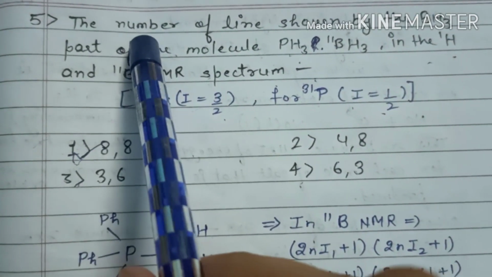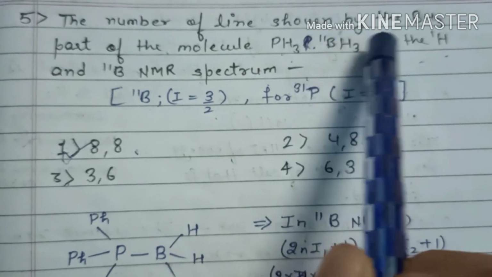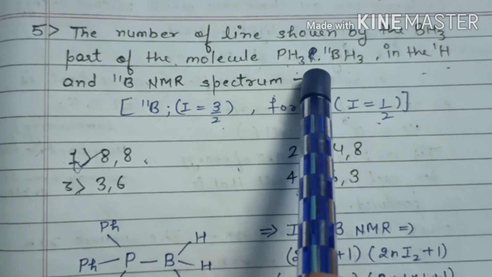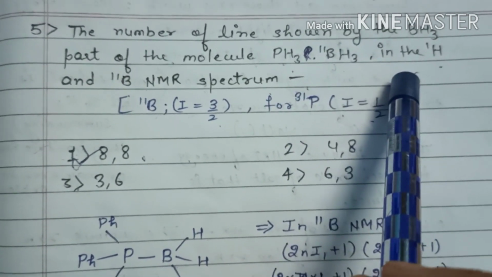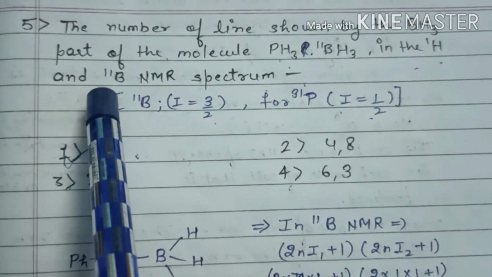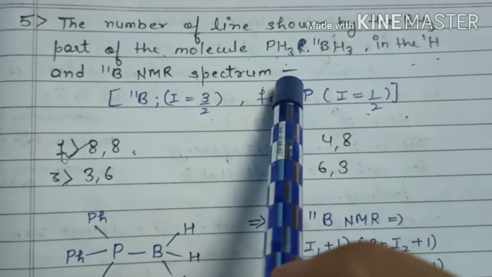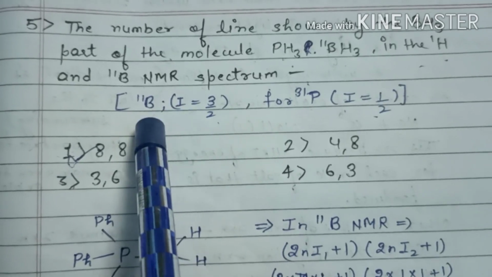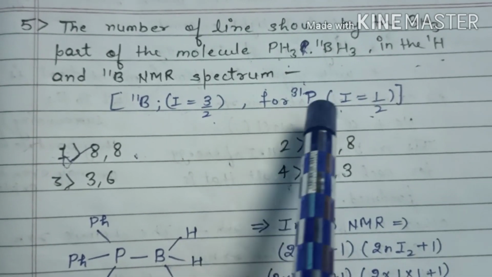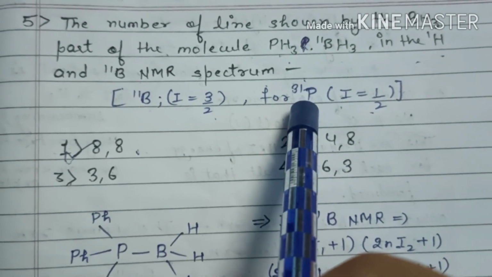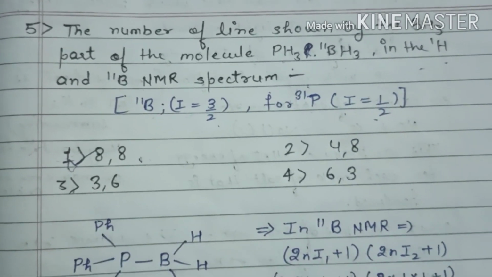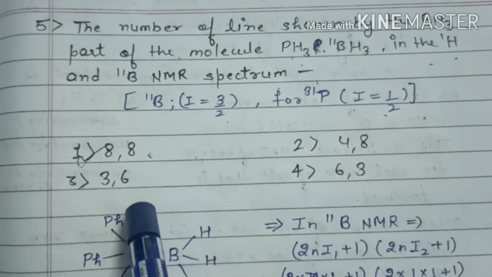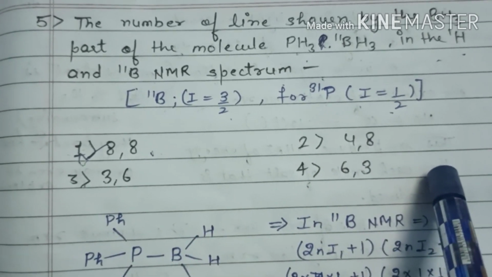The next question is, the number of lines shown by the BH3 part of the molecule of PH3-BH3 in the H1 NMR spectrum and B11 NMR spectrum. If spin number for B11 is 3 by 2 and spin number for phosphorus 31 is half. Options given are 8, 8; 4, 8; 3, 6; and 6, 3.